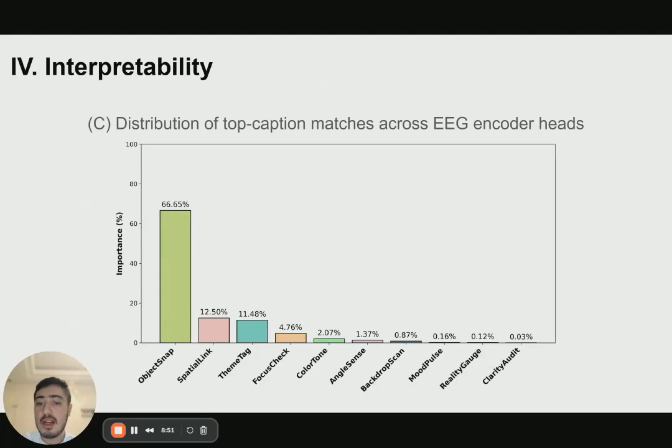Lastly, we tried to find which heads are most important by computing the highest similarity score, counting which head had the highest similarity score, and plotting the histogram of it. As you can see, the importance of the object prompt, which asks what objects are present in the image, is the highest, and so on.